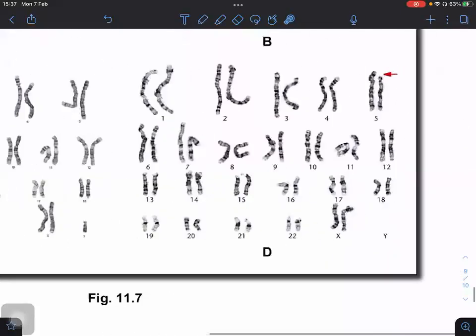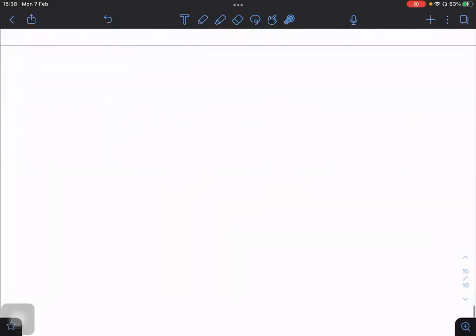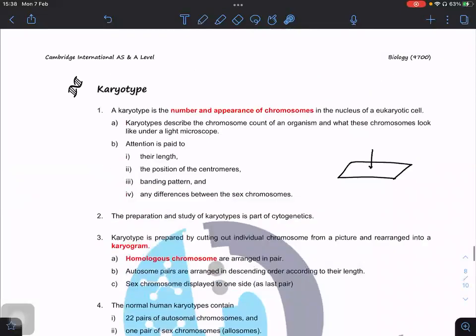And then the last one, can you see that, okay, in terms of number, they are the same, but can you see that one chromosome 5 has become shorter already? So this is cri du chat. So again, cri du chat is a syndrome where the mutation causes a change in the voice box, resulting in a change in the sound. Okay. So with this, I have finished the topic of karyotypes for the recording.